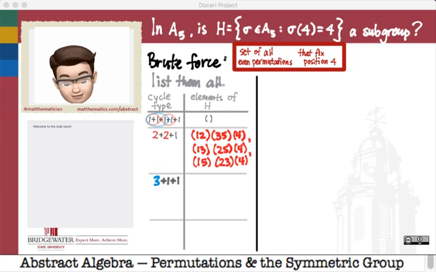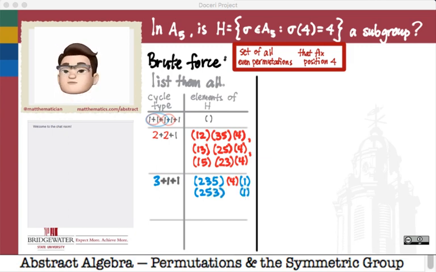And so if I think, first of all, about what my 1 and 1 are going to be, I know one of my fixed elements has to be 4. But my other fixed element doesn't necessarily have to be 4. So if I pick 1, for example, as my fixed element, then I could have a 3 cycle (2, 3, 5) sitting out in the front here. Or I could have the 3 cycle (2, 5, 3) sitting out in the front here. Those are the only possible 3 cycles I can make with the elements 2, 3, and 5. And so there's 2 of my elements.